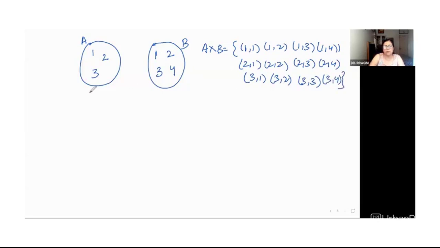That's it, right? Here we have n of A is 3 and n of B is 4. So in the Cartesian product, we must have 12, right? 12 ordered pairs that we have got. This is the set of the Cartesian product.